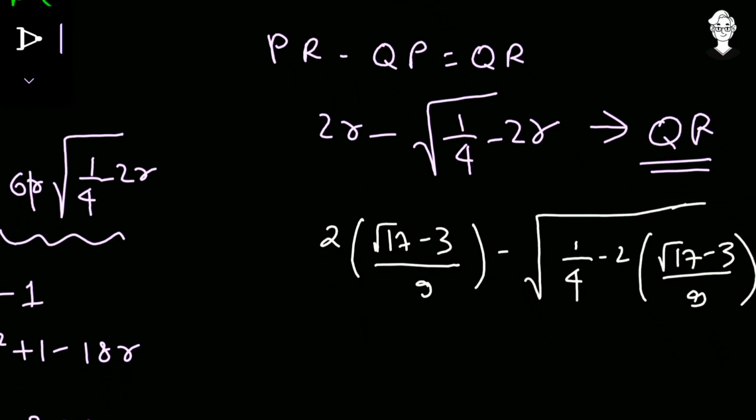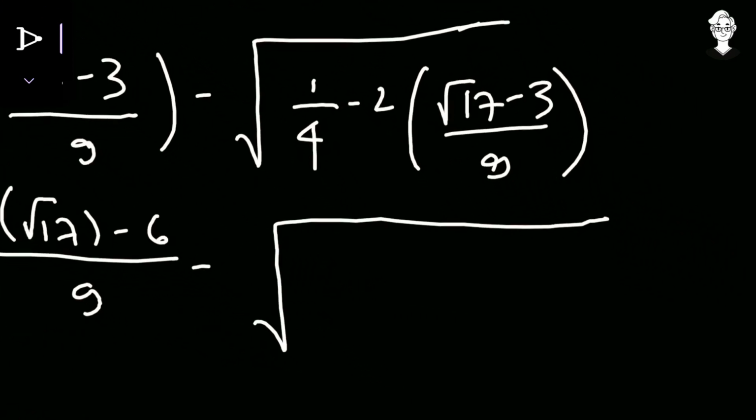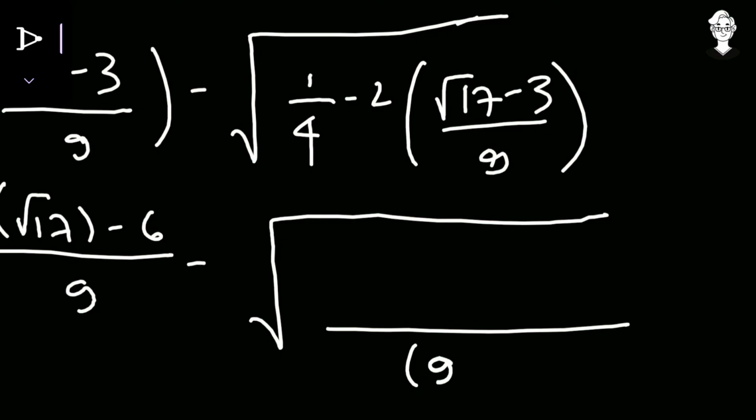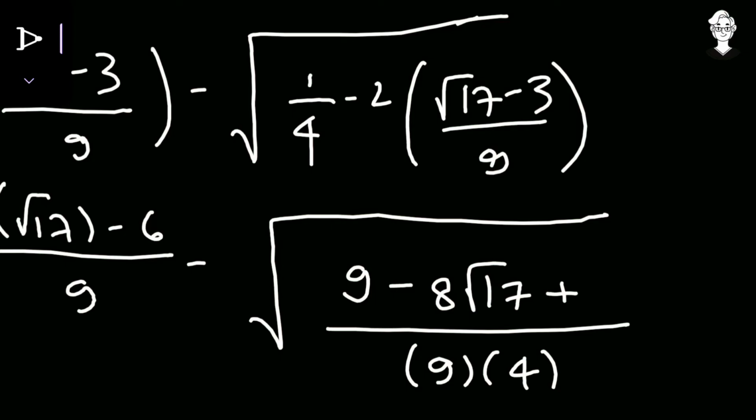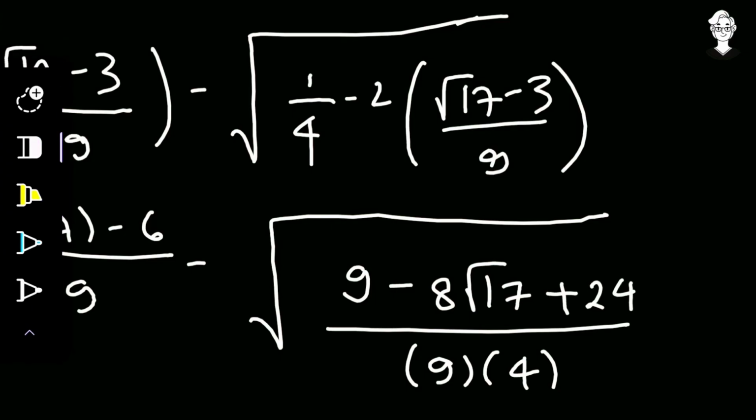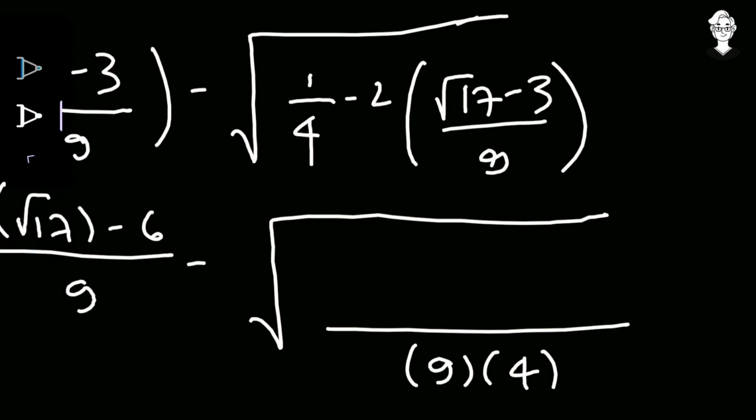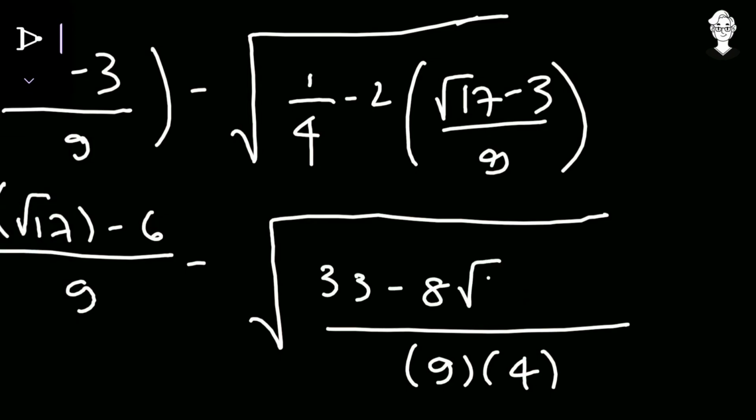So simplifying it over there, keeping this as it is, 2 times (square root of 17 minus 3) upon 9 minus, now just solving this radical, taking the LCM and all in one step. So in the denominator we will be having 9 into 4, and in the numerator it will be 9 minus 4 into 2 root 17 minus 4 into 3, we can say, yes, 4 into 2 is 8 and 8 into 3, that's 24. So 24 plus 9 is 33, 33 minus 8 root 17. So 33 minus 8 root 17. 8 root 17 can also be written like 2 square root of 16 into 17. Let me show you how we did that over there.